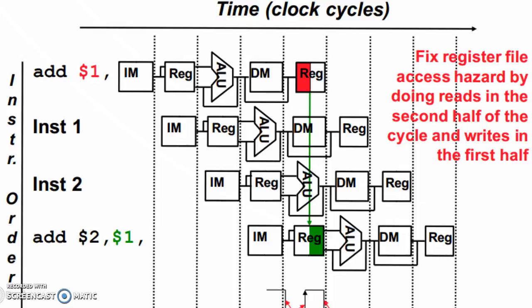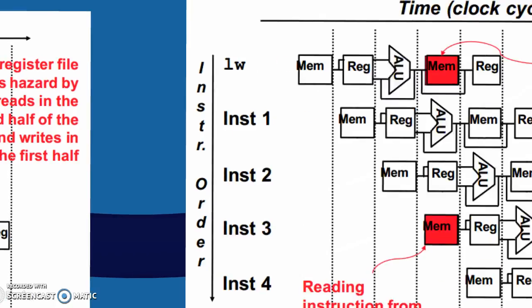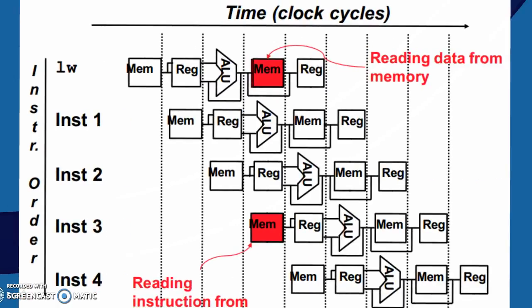As we can see in the second example, the load word instruction is reading data from memory, where the third instruction will have to read instruction from memory before it is ready to be used, which is causing a structural hazard.